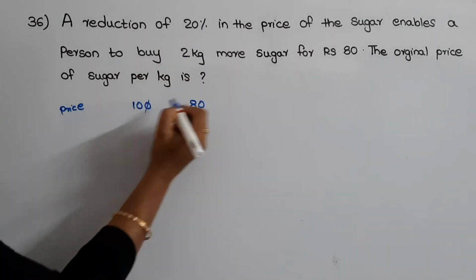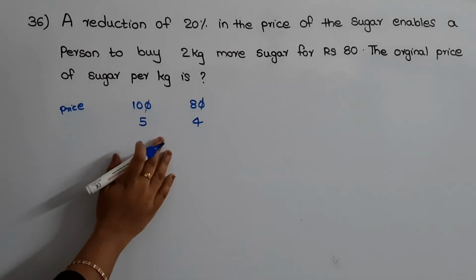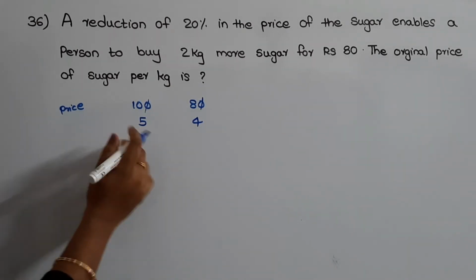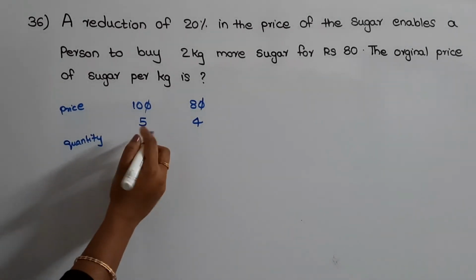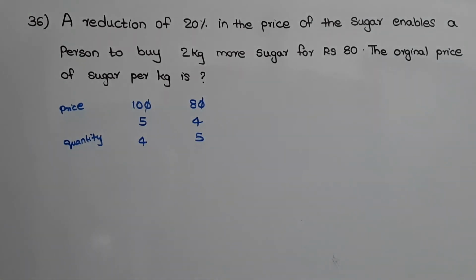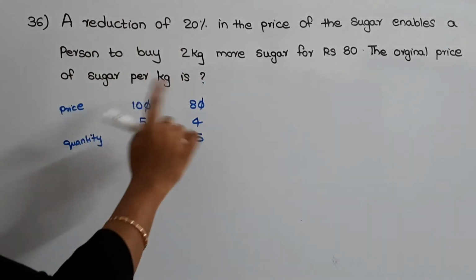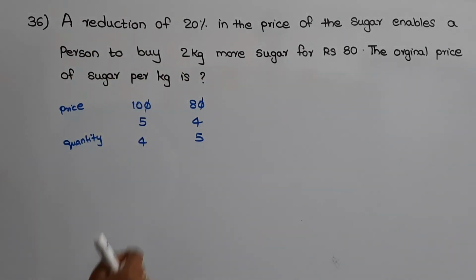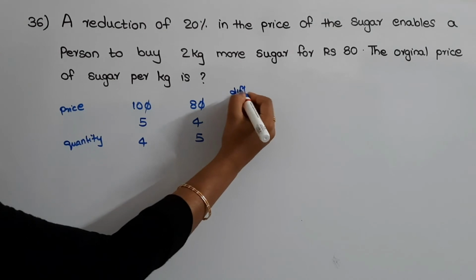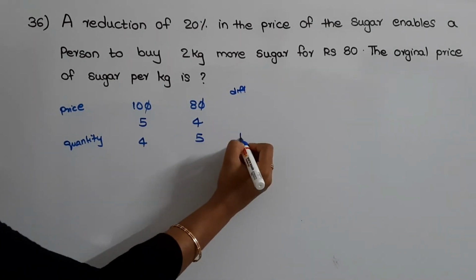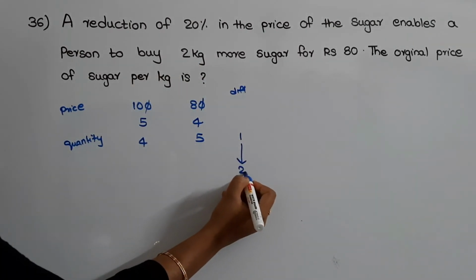Now let us find out the ratio of this. So that will be 5:4. So the price ratio is 5:4. We know that price ratio is inversely proportional to quantity ratio. So the quantity ratio will be 4:5. In the question they have given the difference between the quantity of the sugar in both the cases as 2 kg. So let us find out the difference in the quantity in terms of ratio. The difference will be 5 minus 4, that is 1, and this value is given in the question as 2 kg. So we can represent this 1 as 2 kg.